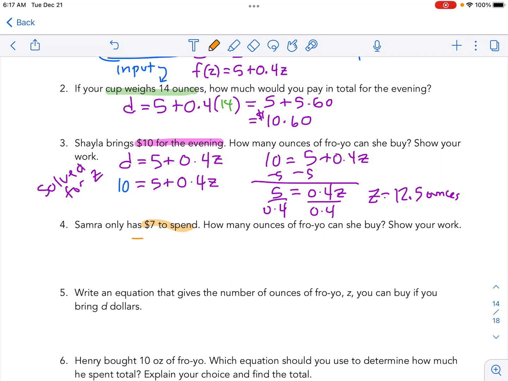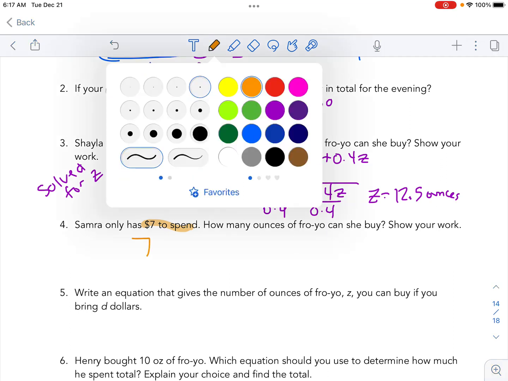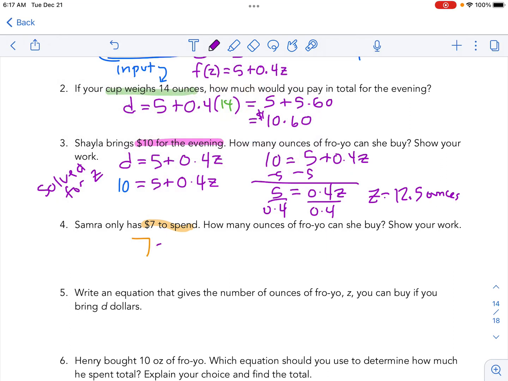And obviously she's not going to be able to buy as much yogurt. So we're just repeating that process, right? We're saying, okay, Samara's got $7, and she's still going to have to pay the $5 to get in, and she wants to know how much yogurt she can buy. So we're going to go through the same steps we did in question 3. She's basically got $2 to buy yogurt.